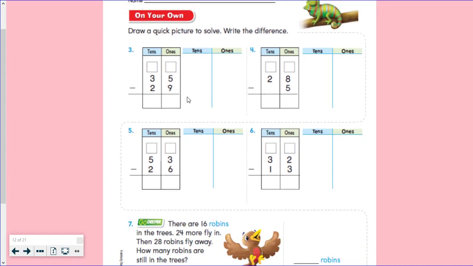So we're going to do one more together, and then you can do these 3 on your own. So here we go. So we've got 35. So 10, 20, 30. 1, 2, 3, 4, 5. And I got to take away 29. So 2 10s and 9 1s. So 9 1s. Ooh, I can't take away 9 1s. So I got to regroup. And then draw my 10 1s.